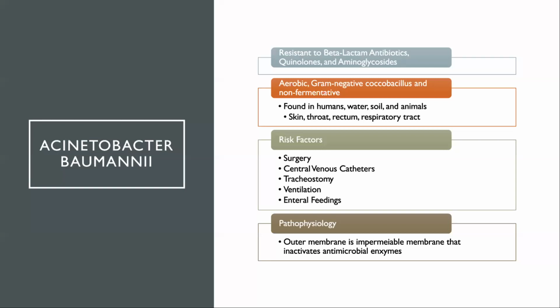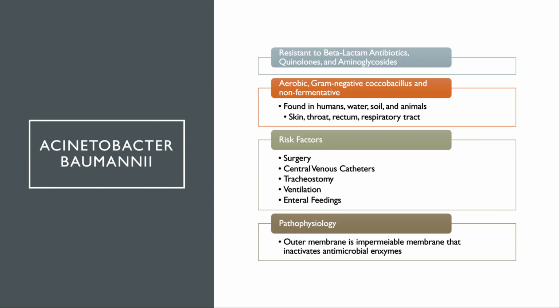Then we have Acinetobacter baumannii. This is a multi-drug resistant organism that's resistant to beta-lactam antibiotics, quinolones, and aminoglycosides. It is an aerobic, gram-negative, coccobacillus, and non-fermentative pathogen. It's often found in humans on the skin, throat, rectum, or respiratory tract, as well as in the water, soil, and on animals. Risk factors are recent surgery, having a central venous catheter, a tracheostomy, a ventilator, or enteral feedings.